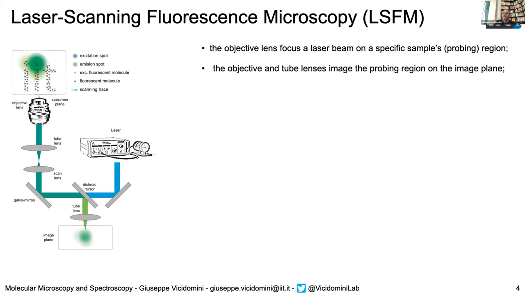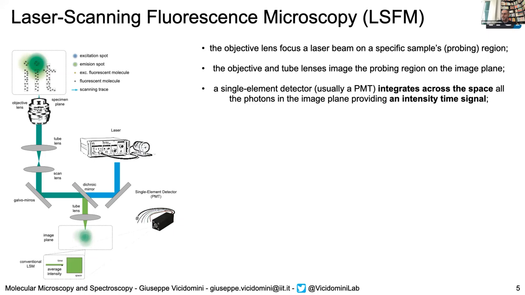This light is collected by the same objective lens and, by the use of different mirrors and other lenses, in particular the tube lens, is projected into the image plane of the microscope. So in principle I have an image of my region in the image plane. But typically in the image plane of my detector there is a single-element detector, such as a photomultiplier, that integrates across the space. Since it's a photomultiplier, it has a very high temporal resolution, in the order of gigahertz, but at the end it produces a single intensity signal, a signal that changes in time but not in space.